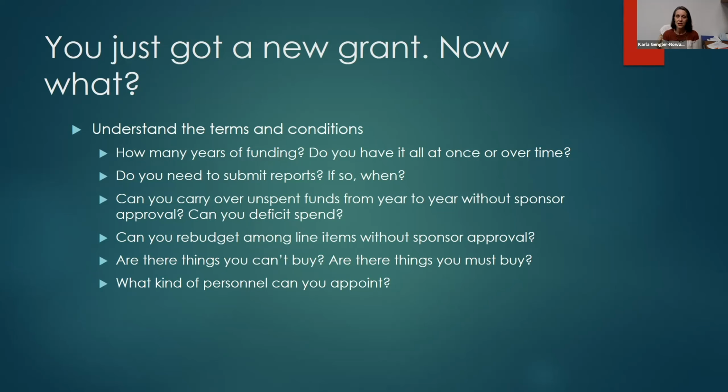So maybe you could rebudget 25% of your annual budget without getting prior approval. Or maybe you can't rebudget anything without prior approval. Those are a pain. So we like it if we've got some ability to rebudget because, you know, it's research, you don't know what's going to happen. Costs increase, costs decrease. So we like to have some rebudgeting approval, but this is something you should be looking at when you get a new grant.